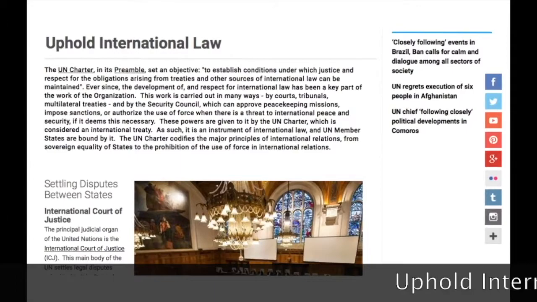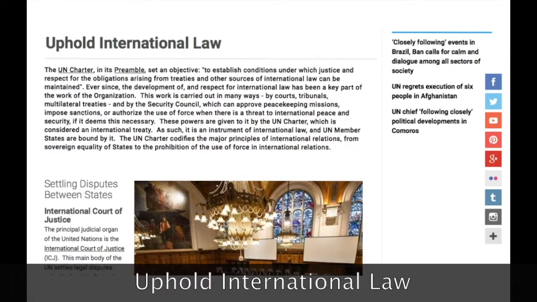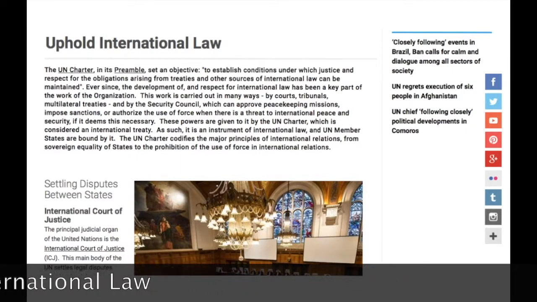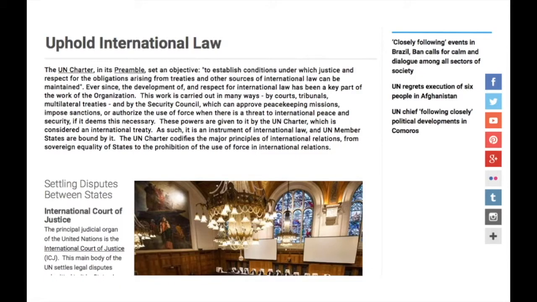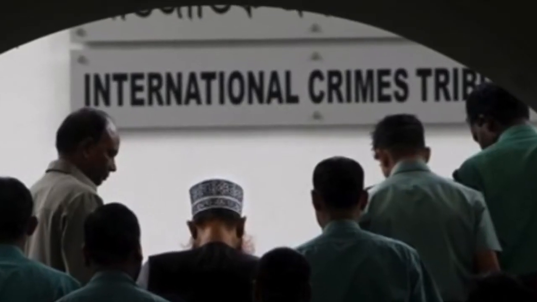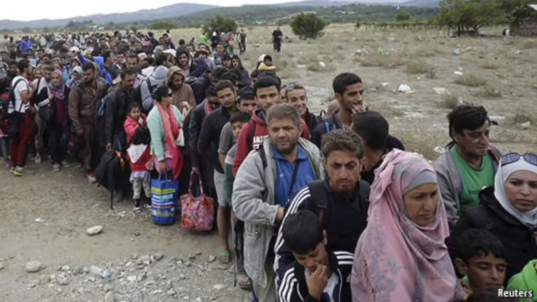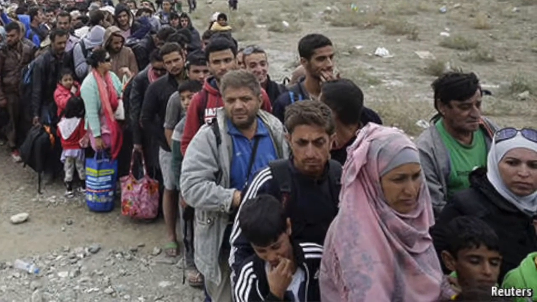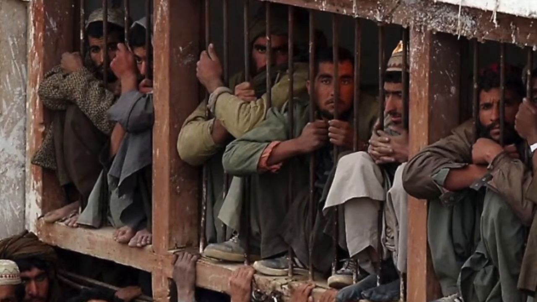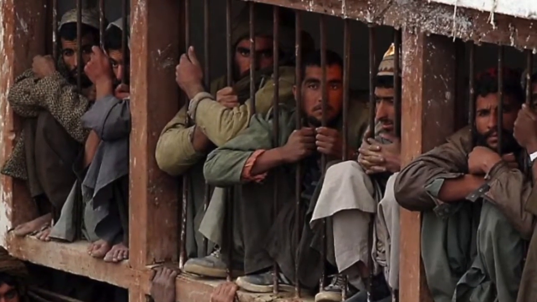Uphold international law. International law defines the legal responsibilities of states in their conduct with each other and the treatment of individuals within state boundaries. For example, this includes such issues as human rights, disarmament, international crime, refugees, migration, problems of nationality, the treatment of prisoners, the use of force, conduct of war.